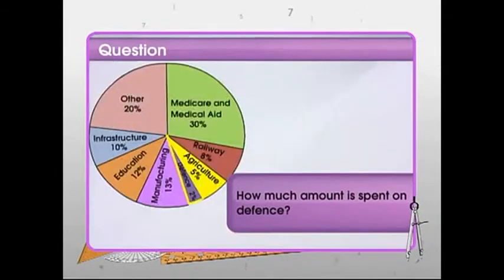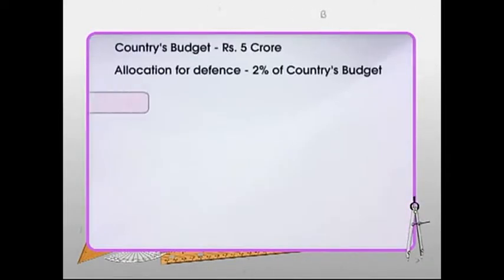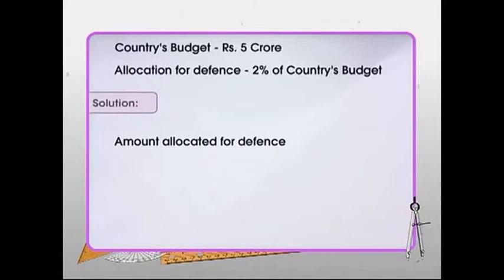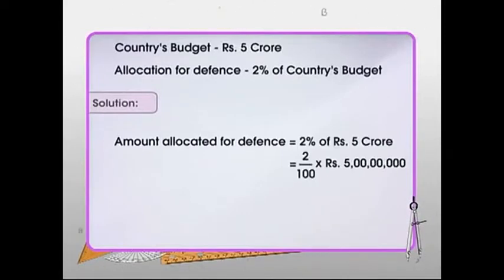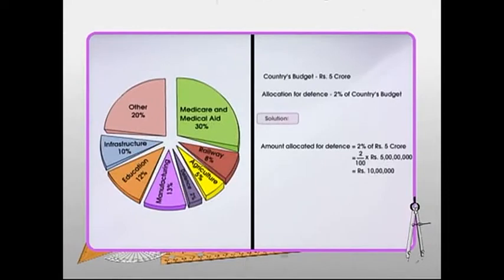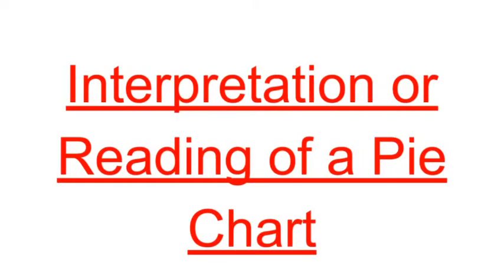The percentage allocation for defense is 2%. Country's budget is equal to 5 crore. Allocation for defense is equal to 2% of country's budget. Therefore, the amount allocated for defense is equal to rupees 10 lakh. This is how each section of the pie chart can be interpreted. Next, let us check interpretation or reading of a pie chart using some examples.